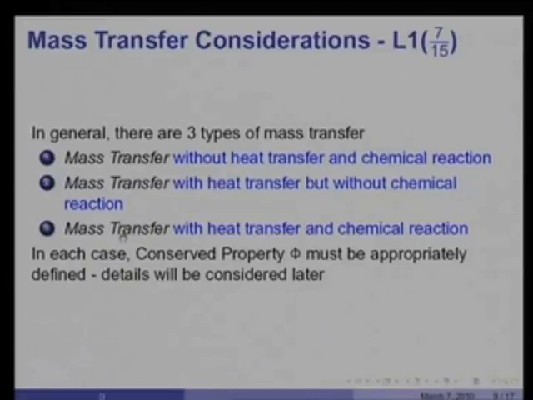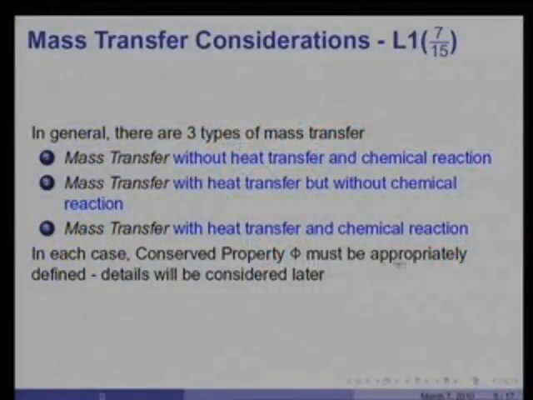And finally, the mass transfer with heat transfer and chemical reaction. A very good example of this is, of course, the combustion of fuels, solid, liquid, or gas, in which, for example, when a coal particle burns, mass transfer takes place from the particle into the surrounding air. Heat is transferred from surrounding air to the coal particle continuously to keep its surface temperature high, and there is a chemical reaction at the surface of the coal particle, as well as a reaction of the released gases in the ambient air.